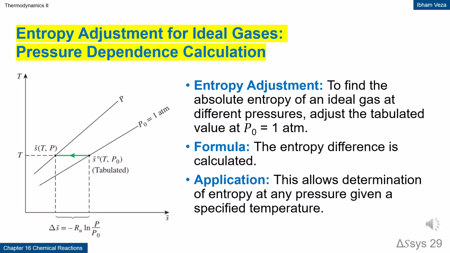Entropy adjustment for ideal gases. The entropy of an ideal gas at different pressures can be calculated by correcting the tabulated value at the reference pressure. In this way, the absolute entropy can be determined at various operating conditions. This approach is very important in analyzing reactions involving pressure changes. This formula ensures that entropy calculations remain thermodynamically consistent. Without this correction, second-law analyses would be inaccurate.